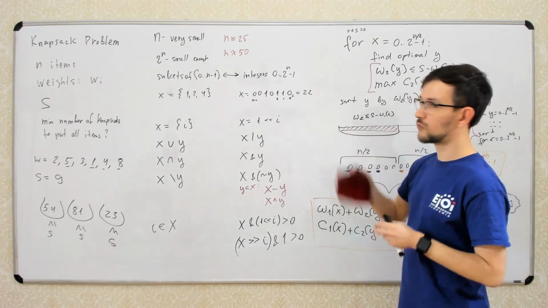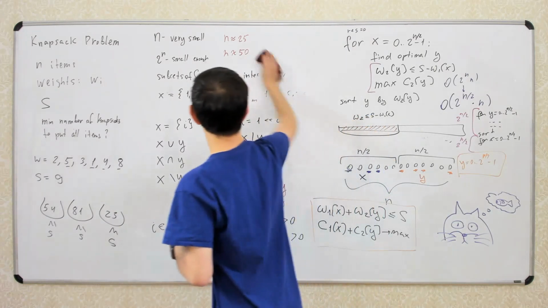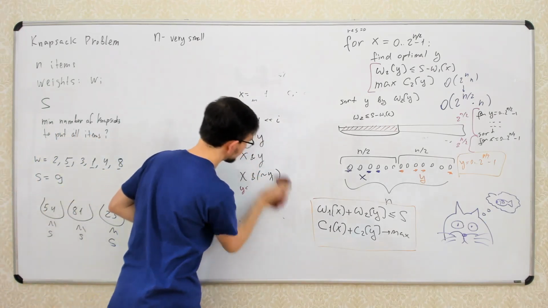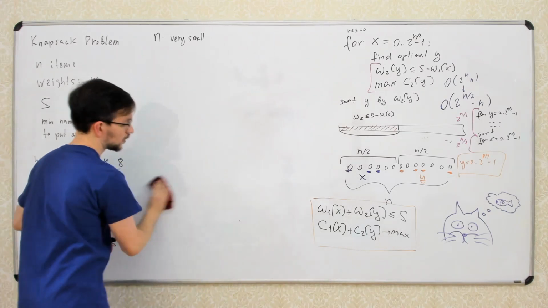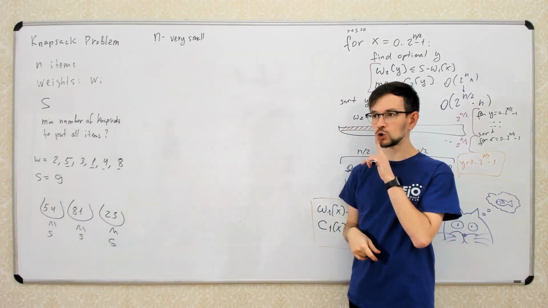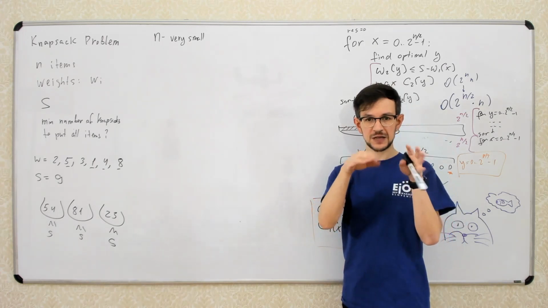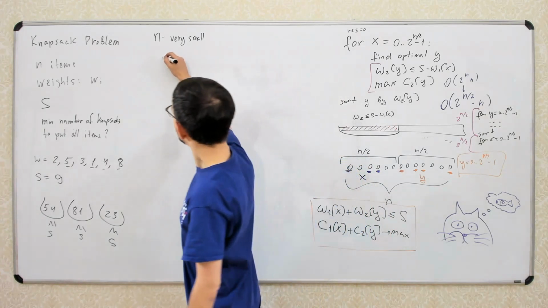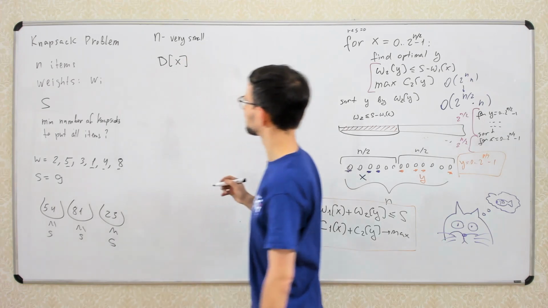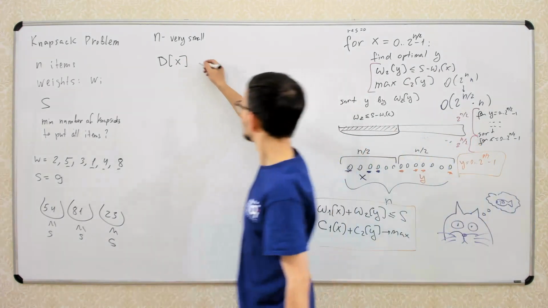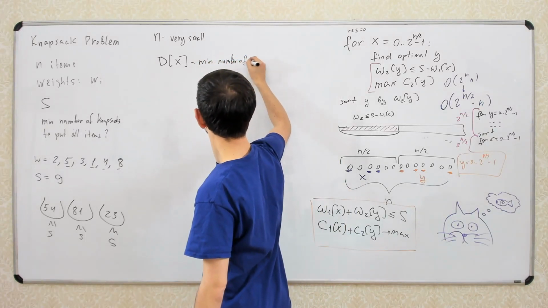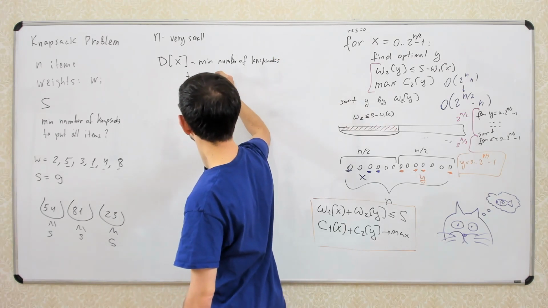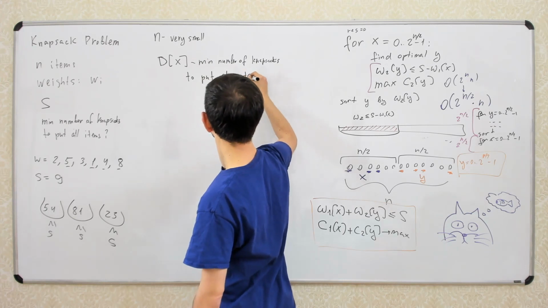So how can we solve it? Let's solve it for small n again. Again, if n is very small, I want to put this subset as a parameter of my dynamic programming. That's slightly different from what we did before. I want to have this d of x be the minimal number of knapsacks good enough to put elements which belong to set X.